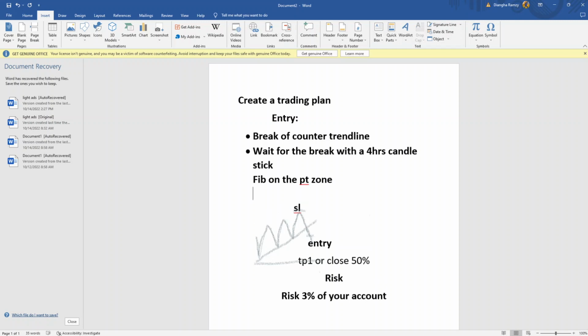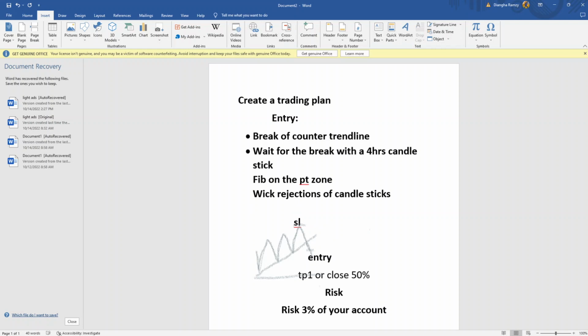And another confluence is weak rejections, weak rejections of candlesticks. I just look out for these things. Okay, these are the things I look out for before I get in. Another is order block confirmation. So I'll just illustrate all of that using the chart. Now let's start with the PT zone.